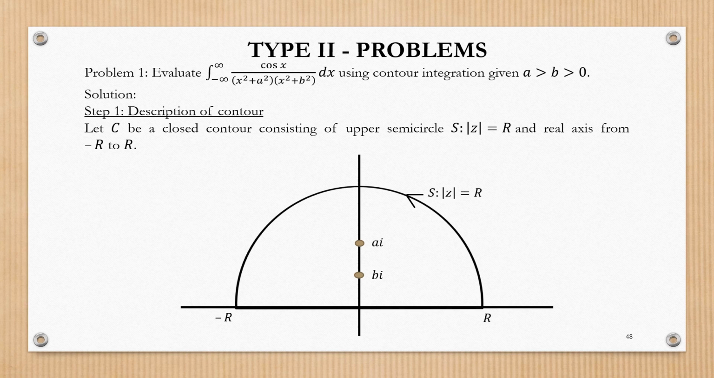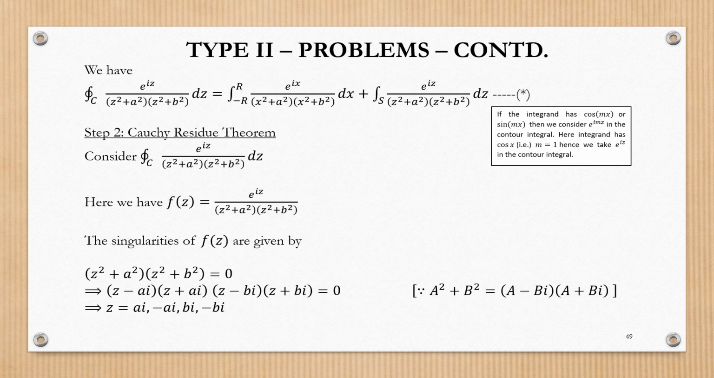And along with the p of x in the numerator we have cos x, indicating it is a type 2 problem. Whenever the integrand consists in the numerator of either cos mx or sin mx, the problem is a type 2 problem. The contour is described exactly in the same manner as type 1 problems. Here the integrand consisted of cos x. Please look at the note given to you in the box on the right side of slide number 49.